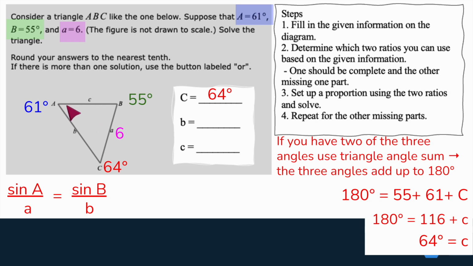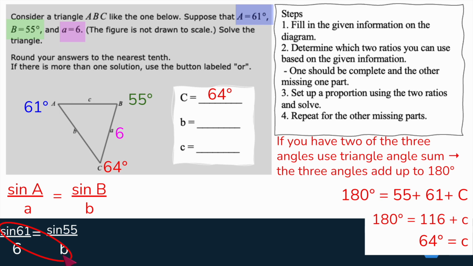So I have angle A, I have side A, I have angle B, I'm missing side B. So I can use this one. I could have also done the same thing with angle C now that I know what angle C is. But I'm starting with angle B for whatever reason. So I'm going to fill this one in. So angle A is 61, so it's sine of 61 over 6 because that's side A. And then sine B, so B is 55 degrees, so sine 55 over B because I don't know what B is yet. That's my variable.